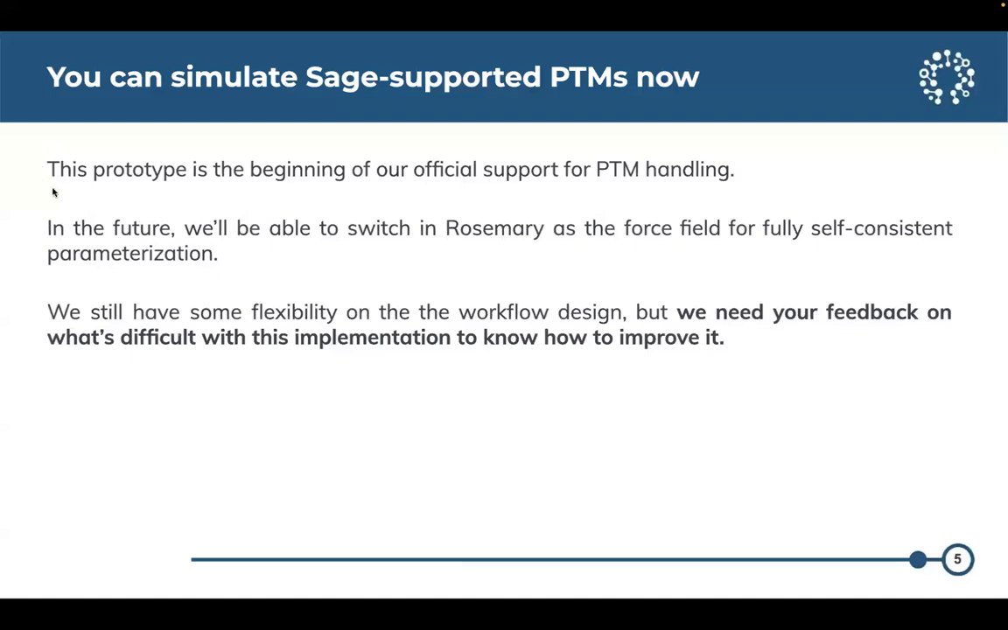This means that this is the beginning of our official support for PTM handling. So it's no longer a little recipe that we showed you in a workshop, but this is actually the beginning of a product that we're going to continue maintaining. It won't always be this Frankenstein of FF14SB and SAGE. We're still working on Rosemary. One of the reasons we're rolling out this in sort of the Frankenstein phase is because Rosemary is taking a while. But once Rosemary's out, we'll be able to easily switch this over. There should be no change in the workflow for you users, and we'll be able to substitute in this fully consistent parameter set using Rosemary for all parts of the modified protein.